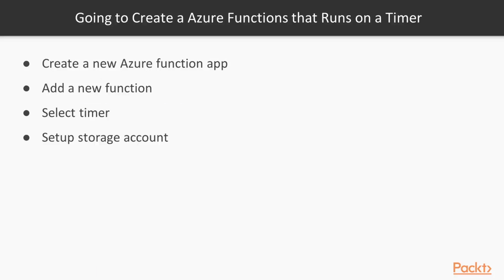In this demo, we're going to create a function that runs on a timer. We're going to load the weather from openweathermap.org and check the wind speed. If it's greater than 75 miles an hour, we're going to store it up in Azure Storage. So let's switch to Visual Studio.